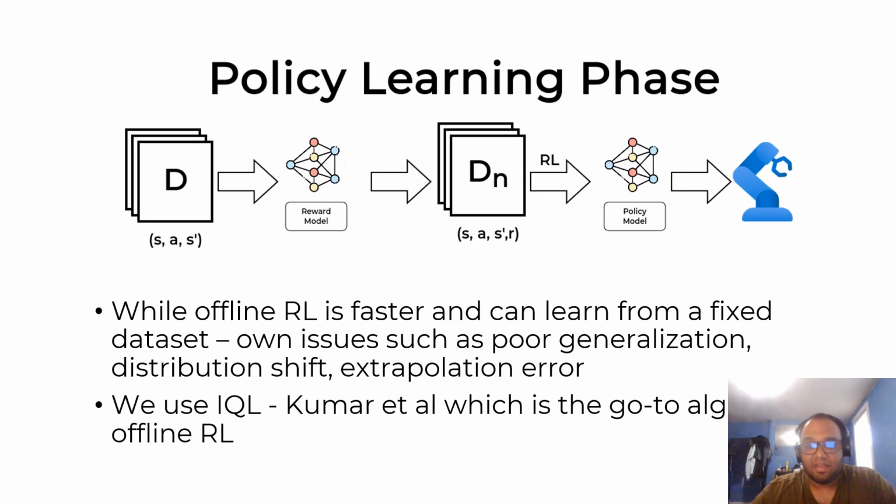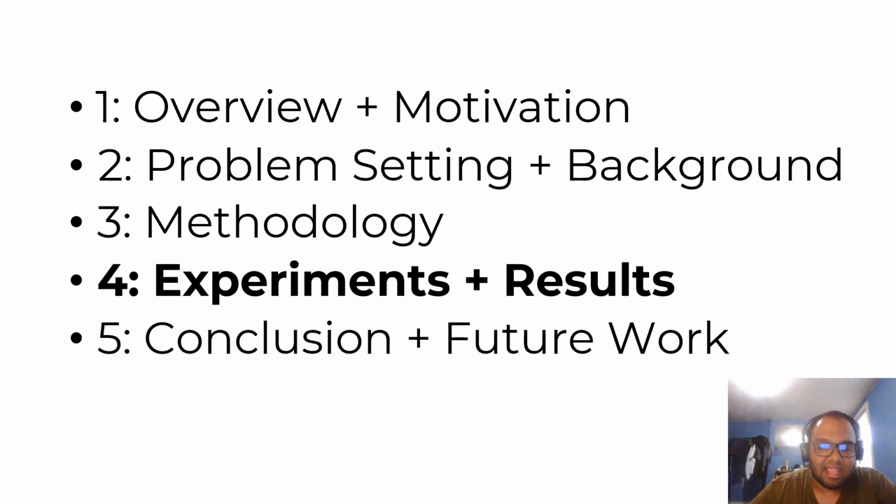From our reward learning phase, we have now obtained a learned reward model. Now what we do is that we take the unlabeled data set that we had before, which consisted of unlabeled trajectories, and we use the reward model to essentially label each and every transition. And then we use this newly labeled data set to essentially learn a policy using offline reinforcement learning. While offline reinforcement learning is prone to a bunch of other issues, we use implicit Q-learning, which is one of the go-to algorithms which essentially mitigates or tackles to a certain extent all of the problems mentioned here. Let us now look at some key experiments and results.